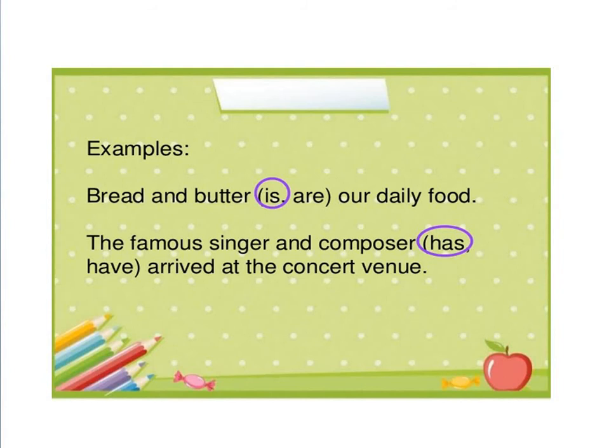The famous singer and composer has arrived at the concert venue. So singer and composer are two people who are present at the same time, referring to the same unit, that is, whenever you attend any concert, there is the composer as well and there is the singer as well. So referring to a single unit, we take it as a singular subject, so the verb would also be singular. So we say, the famous singer and composer has arrived at the concert venue.